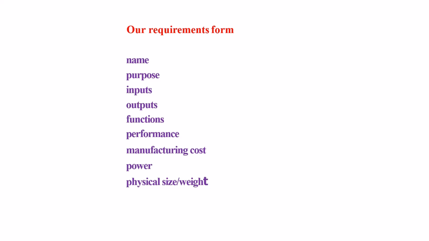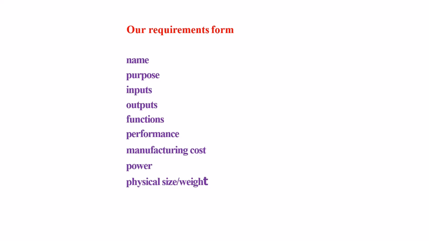The most important decision is whether the machine will be battery powered or plugged in, because the product may be a movable product or standalone. So based on that, you have to decide the power. Then the physical size and weight. You should give some indication of the physical size.